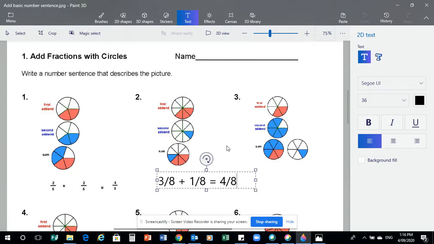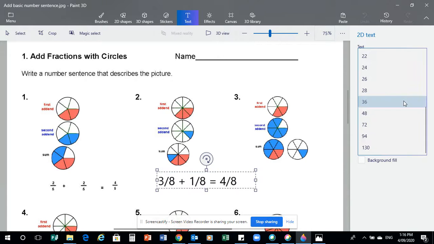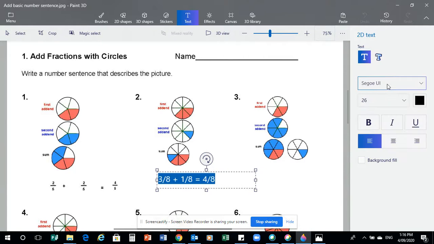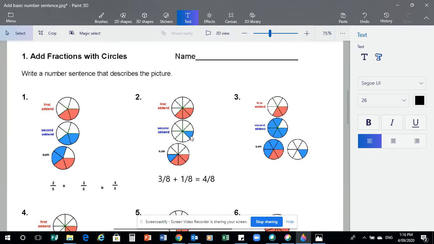Now, obviously, I might make that a little bit smaller because that's a bit too big. So we'll go over here, and we'll go to 26. That's a bit better. All right, and we'll make that a bit smaller there. Oops. And that is how we do that. So you're identifying some basic adding of common fractions. So this one here, it is 3/8, which is the first one, plus 1/8, which is the second one, and all up the sum is 4/8.